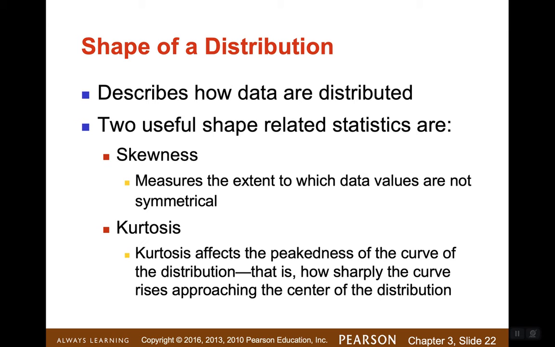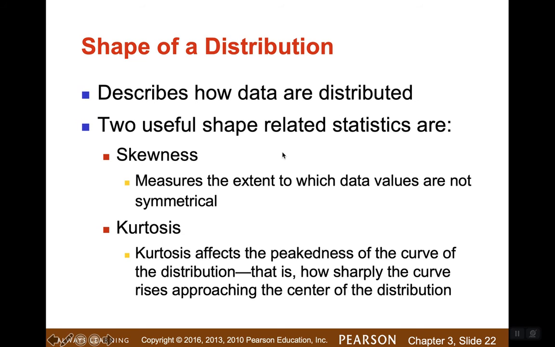Now we talked about the shape of the distributions. Remember, what we're trying to do is take this blob of stuff, our data, do some analysis on it, and ultimately visualize it so that we can get an idea of what the shape is. The shape gives us a picture. By doing the calculations and drawing a picture, we can visualize what's going on with the data. So the shape of the distribution describes how data is distributed.